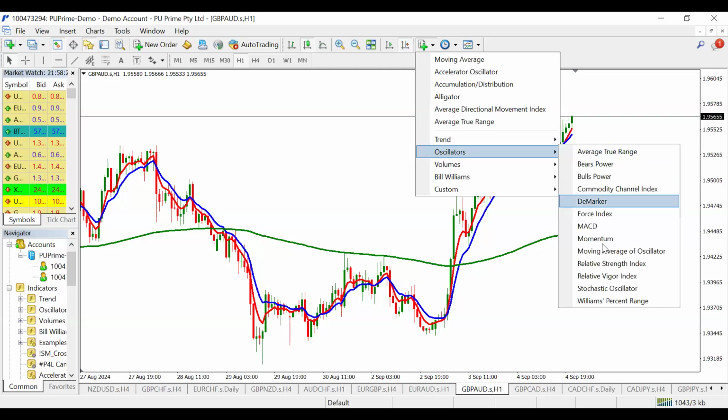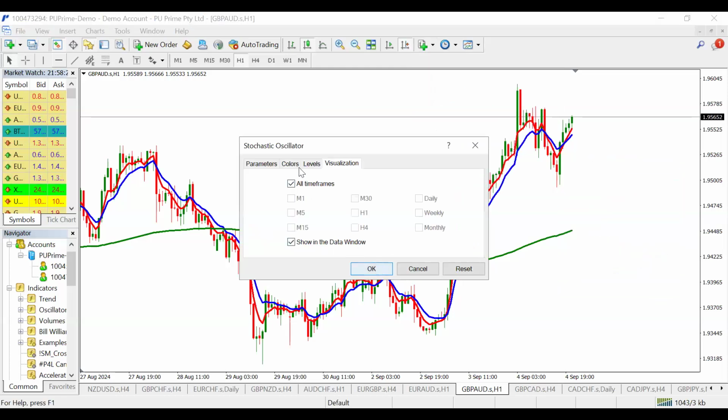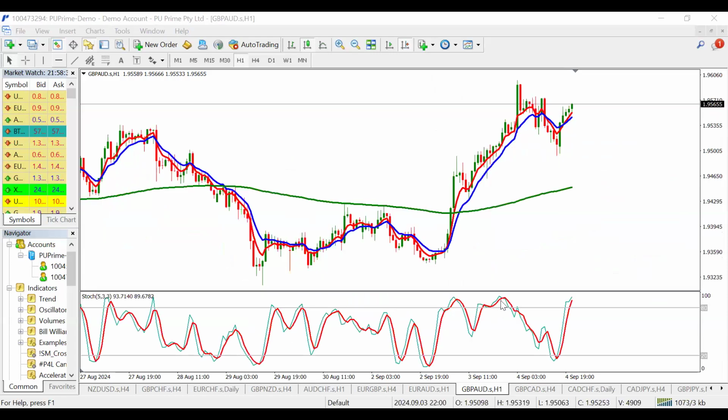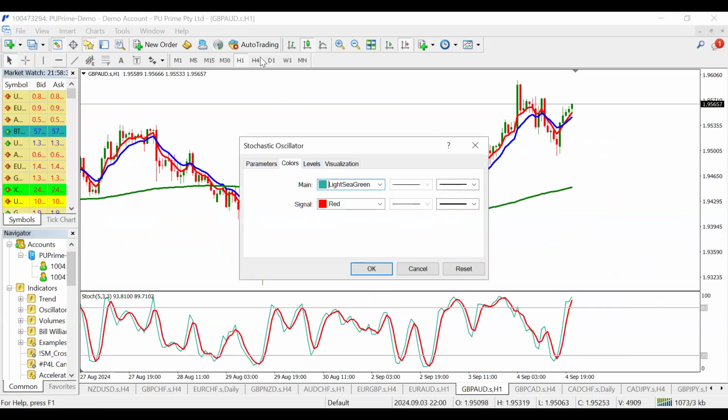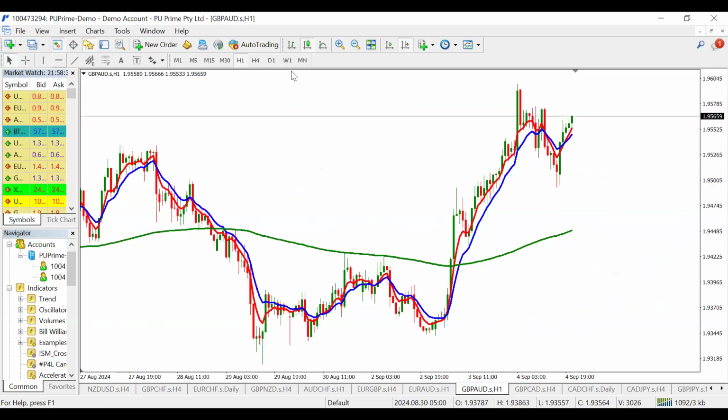You can add an indicator like a stochastic. A stochastic will give you a better view, especially on a higher time frame. So if you add a stochastic on the 4 hour, for example, I've attached a stochastic now. I want to take it to the 4 hour. I want to make it visible only on the 4 hour time frame.